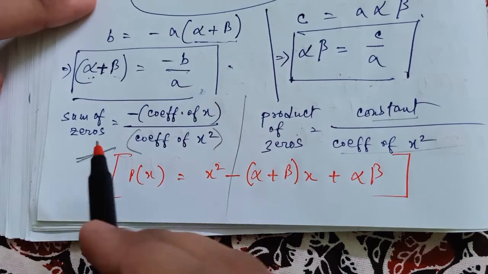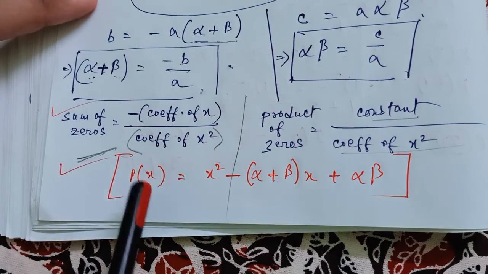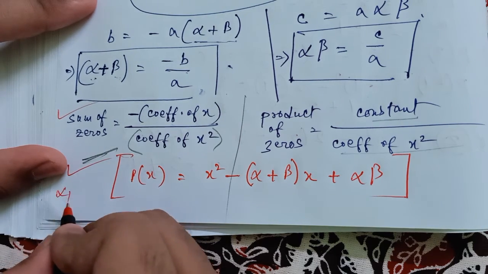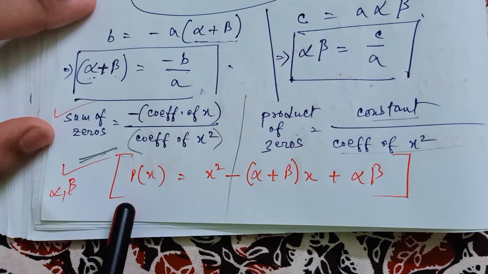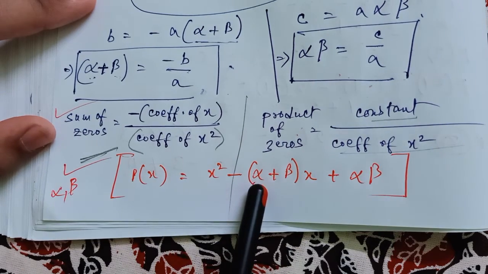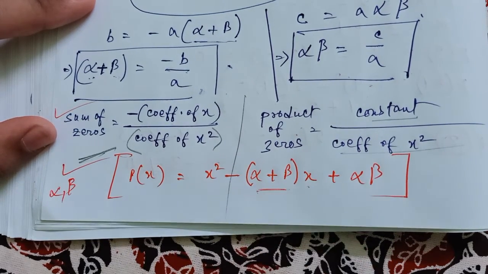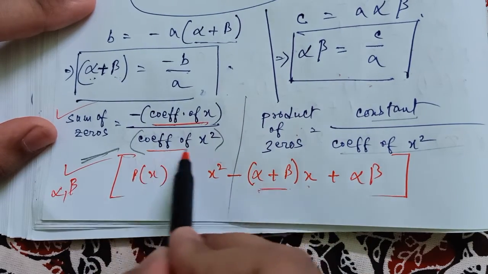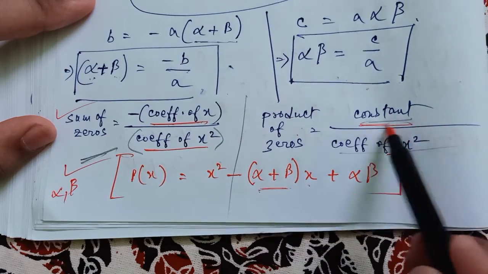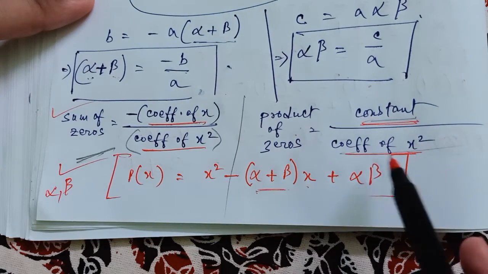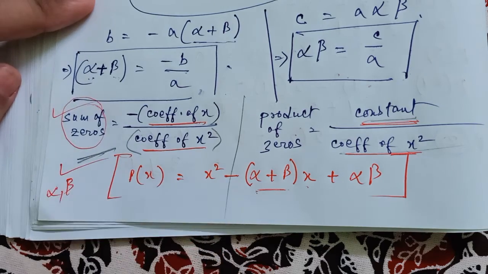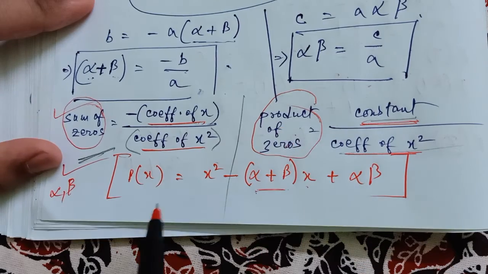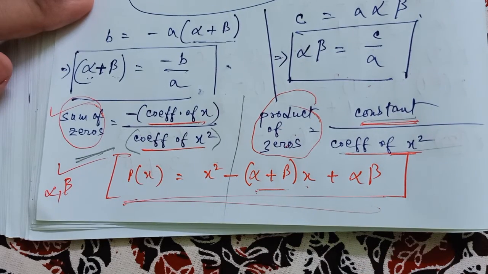So basically, students, these are the things that you need to remember. The first one is this, and the second is, if it is given in the question that you have two zeros, that is alpha beta, then the corresponding polynomial will be x square minus the sum of zeros into x plus the product of zeros. So if you have the coefficient of x, the coefficient of x square, and the constant, then you can easily find out the sum of zeros, and also the product of zeros, and thus you can also find out the corresponding polynomial.